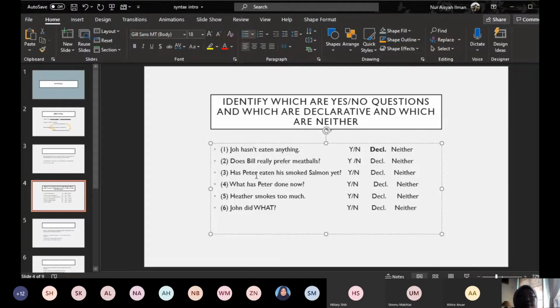Okay. And then we have sentence number 2. Does Bill really prefer meatballs? So this sentence is basically a question because of the question mark. And then when you say the sentence, your intonation rises. So it can be answered by a yes or a no. So this is a yes/no question.